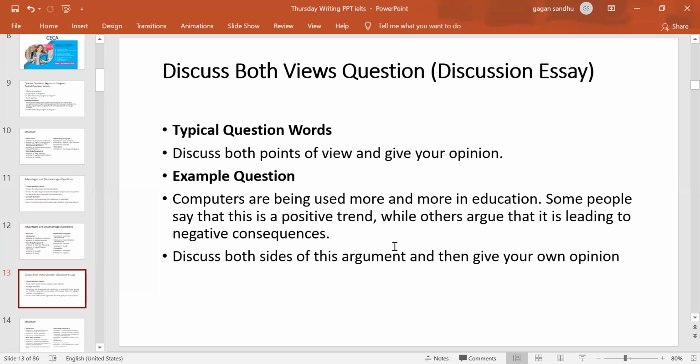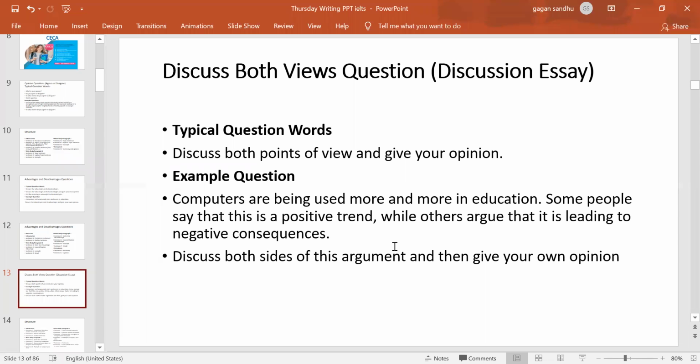So a discussion essay will have the typical question as discuss both points of view, or discuss both sides of view, and discuss both sides of people's opinion, right? And then give your opinion. And then maybe just discuss both sides of the view, and that's it, right? Normally it is asking about your opinion as well. So an exemplary question is written here.